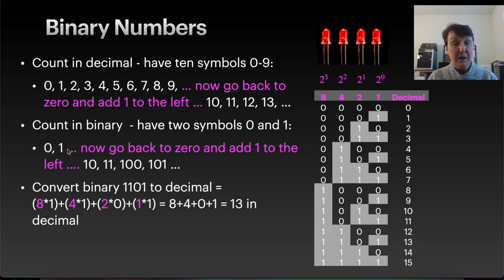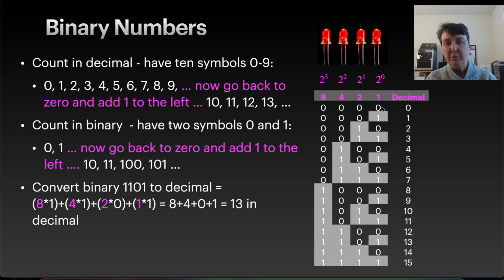So 0, 1, we run out of symbols, we do the same thing. We go back to 0 and we add a 1 to the left. Now this is the next number, and the next, and the next. So you can see we're going to rotate very quickly through our symbols and continue to add places to the left. In this table, I have the first 16 decimal numbers starting at 0, and then we're going to show the binary equivalent of those.